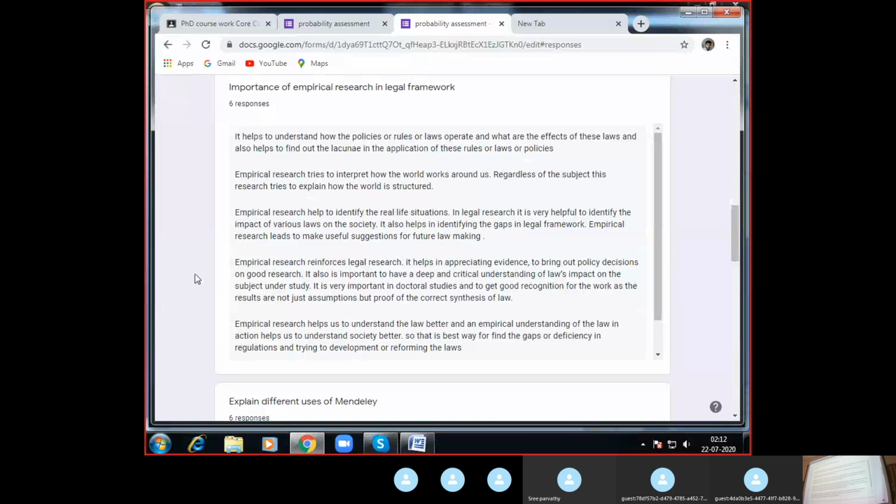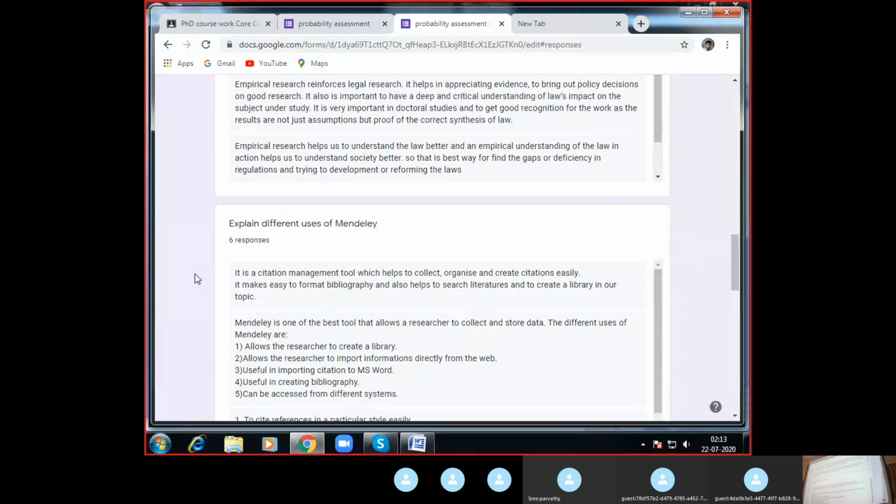Reinforces, that I didn't get. It helps in appreciating evidence to bring out the policy decisions on good research. It is also important to have a deep and critical understanding of law's impact in the subject matter understanding. Empirical research helps us to understand the law better, and an empirical understanding of the law in action helps us to understand the society better. So it is the best way to find the gaps or deficiency in regulations and try to develop or reform the laws. Seems to be good.